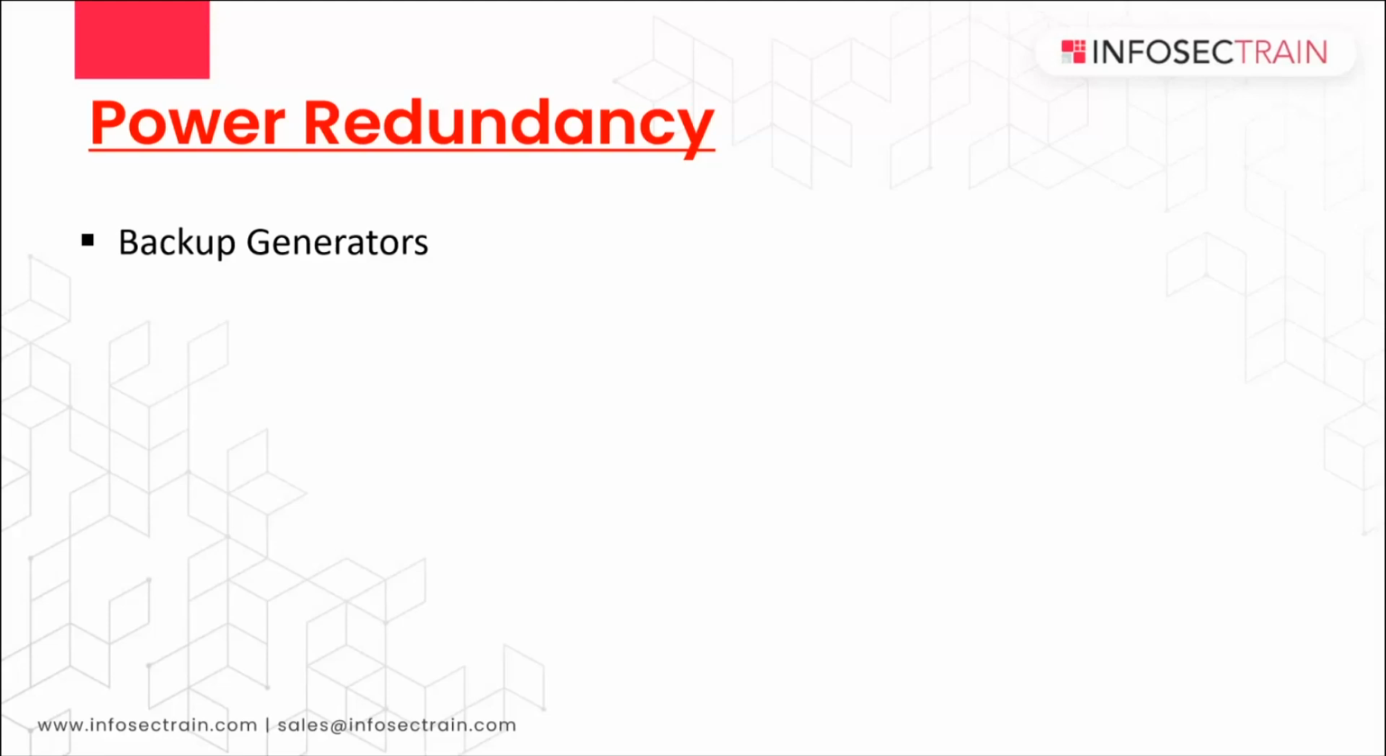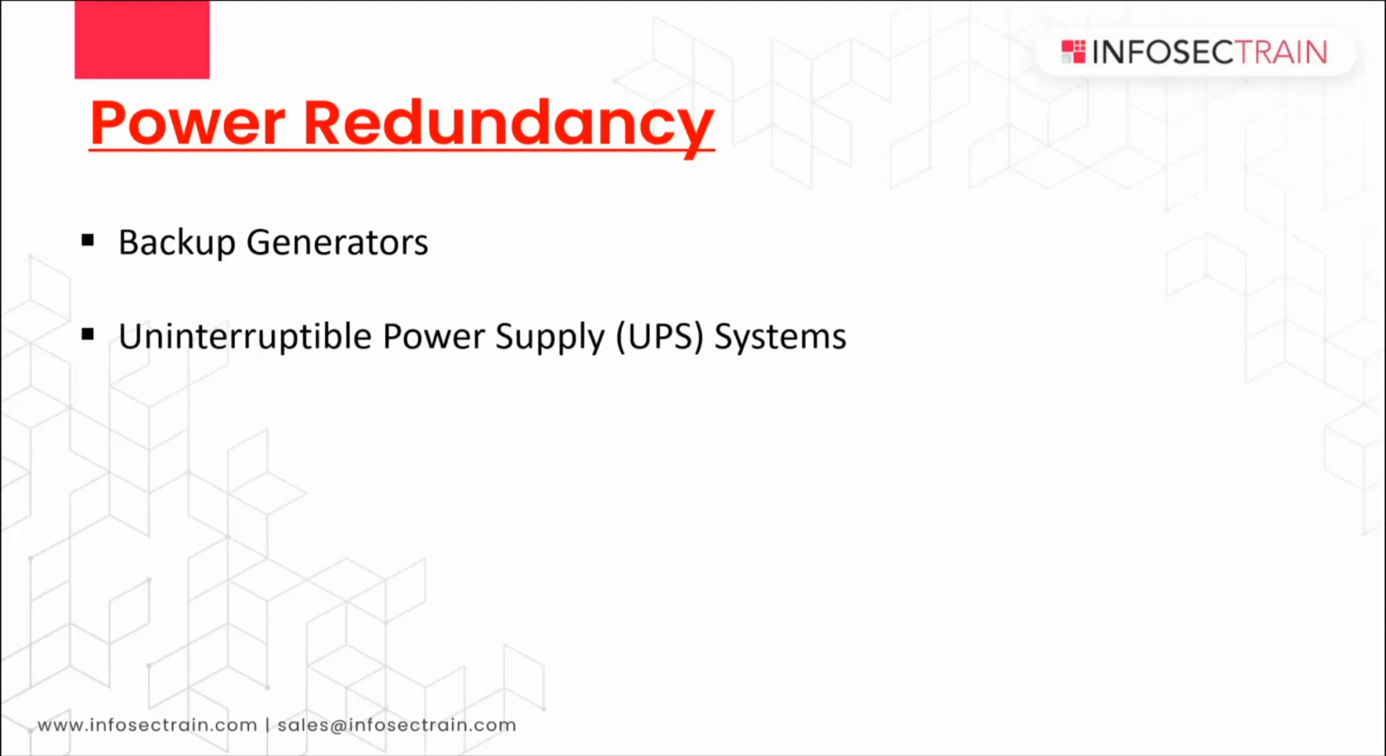Then what about next? Uninterruptible power supply, we can say UPS systems. A UPS system uses batteries or flywheels to provide backup power in the event of a power outage or any kind of voltage fluctuations. UPS systems are typically used for short-term backup power, allowing critical systems to be safely shut down or for generators to kick in.